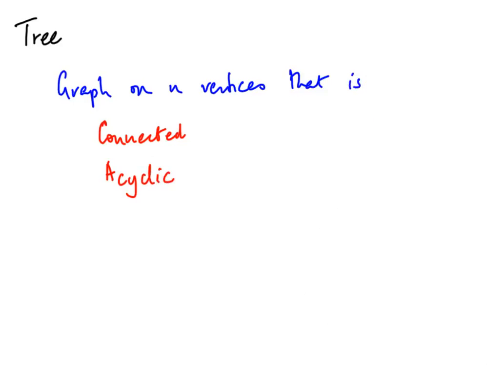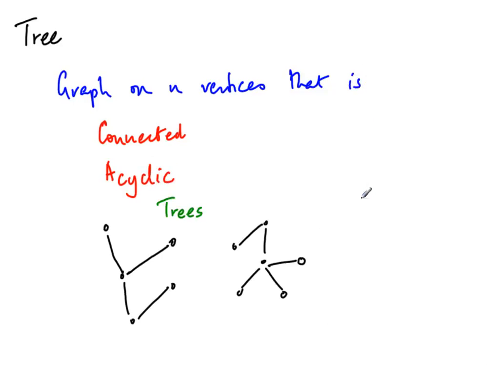So let's look at a couple of examples of trees. So here are two trees. In each of them you can see that the nodes are all connected to each other. From any node you can go to any other node by following a path, and none of them has any cycles. You can't start in a node, walk around, and come back to the same node.